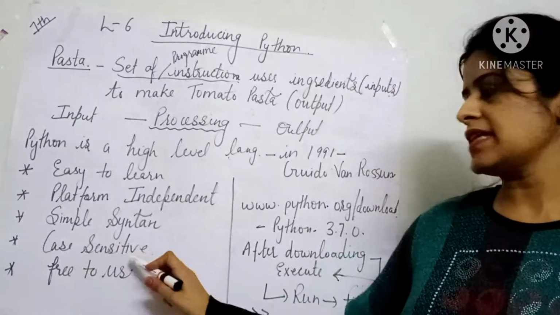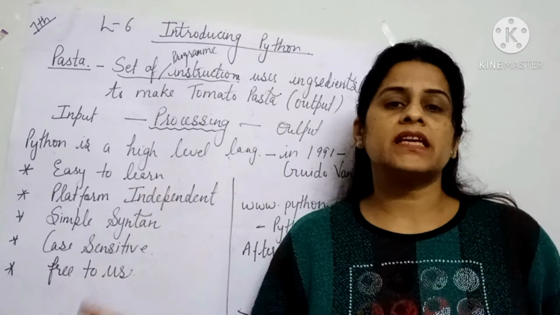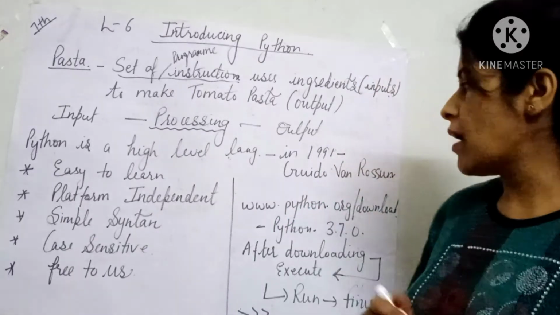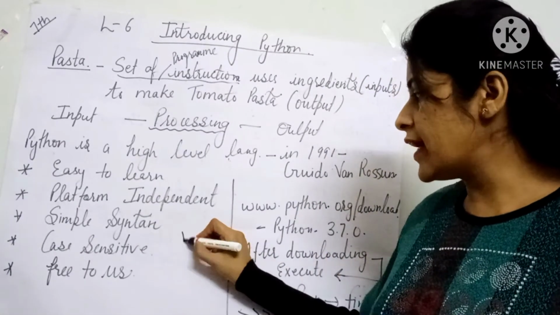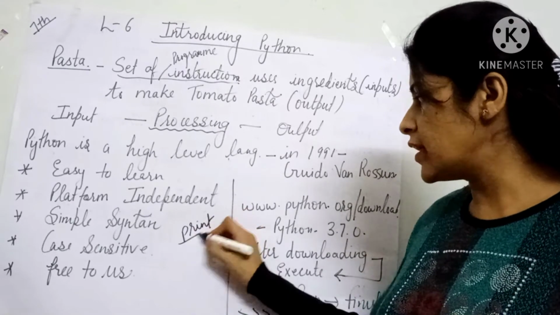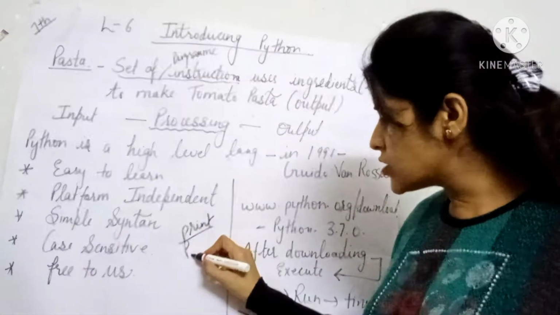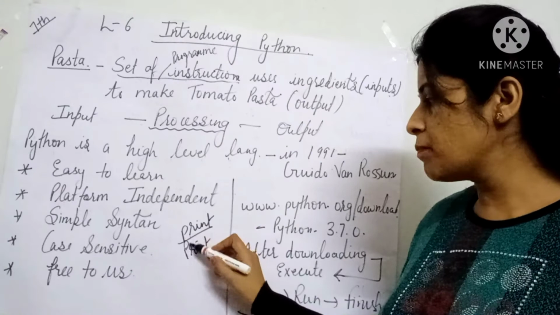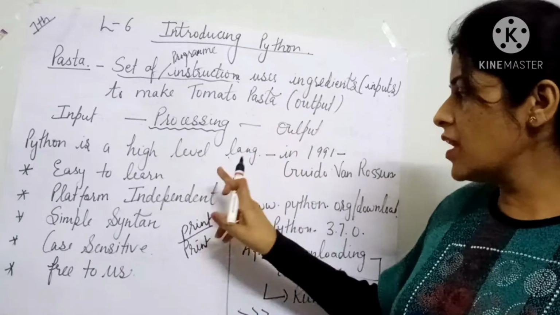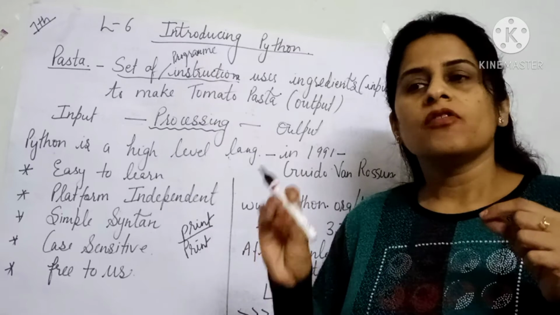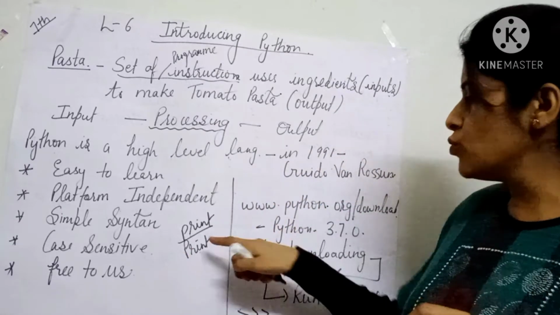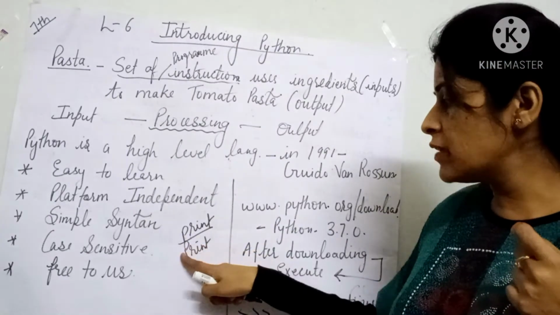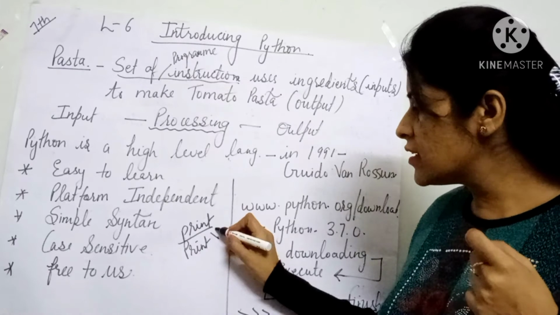Now next is case sensitive. What do you mean by case sensitive? Case sensitive language works like this. For example, there is one word print, and there is also Print. Here I am using a small p and here I am using a capital P. In Python, if you want to print something as it is, then you will use the word print with a small p. But if you use the word Print with a capital P, then its meaning is different.